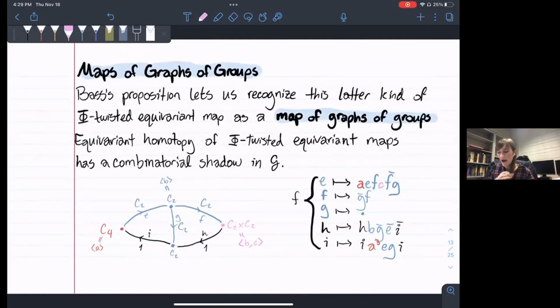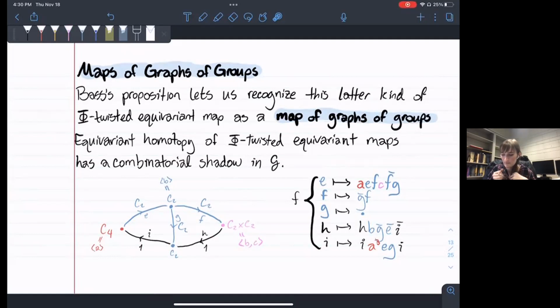It turns out the actual conditions that you need to write down are a little bit fiddly, so I'm just not going to tell you them. I hope that's okay. So this latter kind of phi twisted equivariant map that becomes a morphism after you subdivide equivariantly, I'm going to call that a map of graphs of groups.